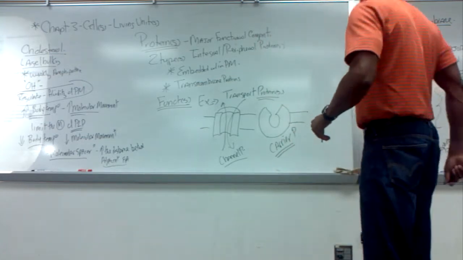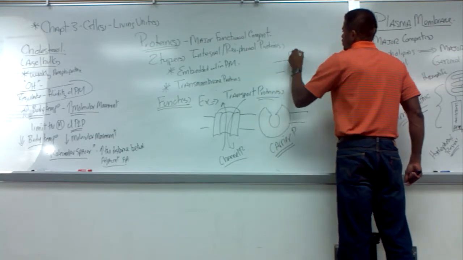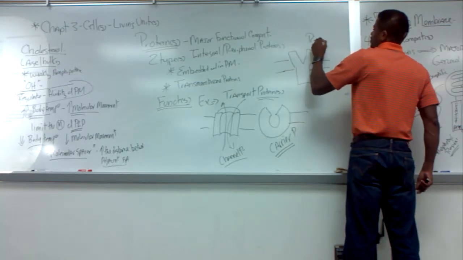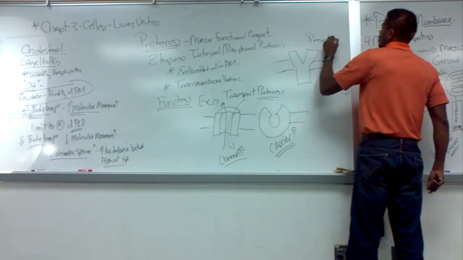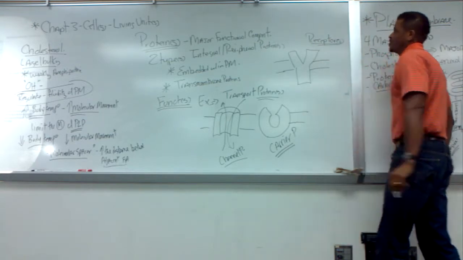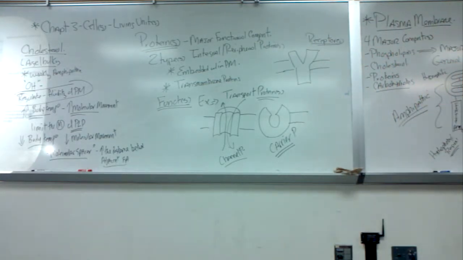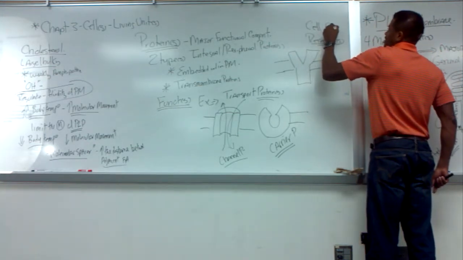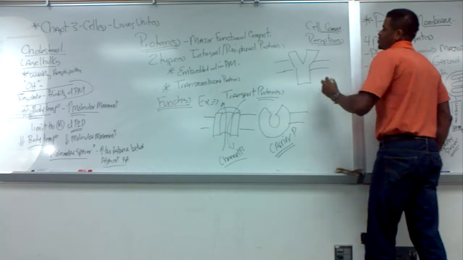Then we have receptors. They can function as receptors. When we say receptors, what's the major function of receptors? What are they involved in? They bind to what? Ligands. We say a ligand. What can be a ligand? A hormone or a neurotransmitter. So the receptors involved in our cell communication bind to chemical signals.